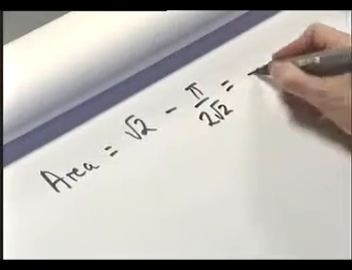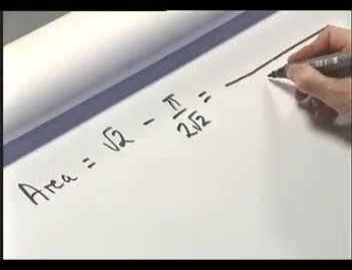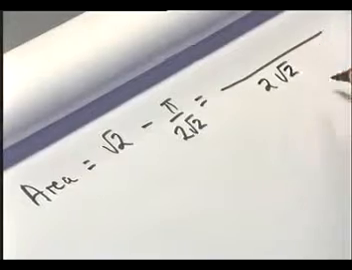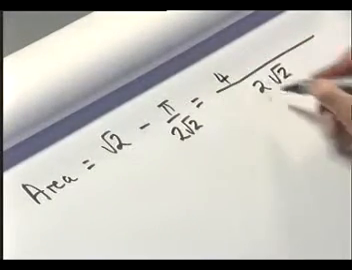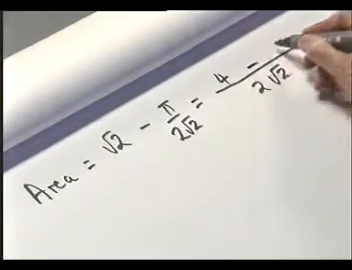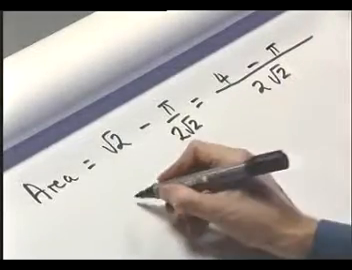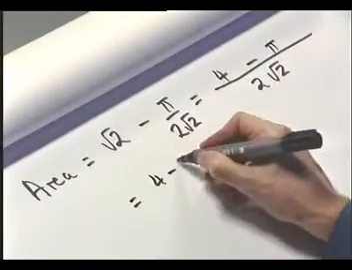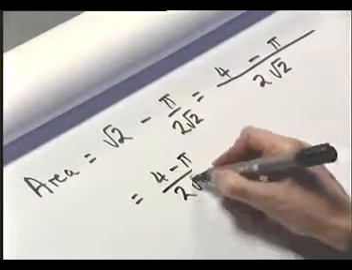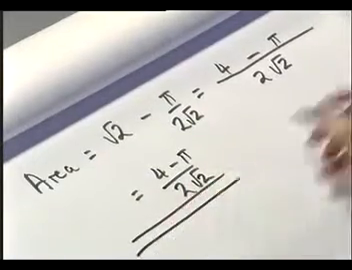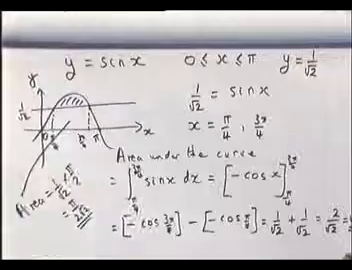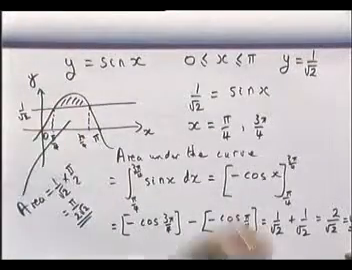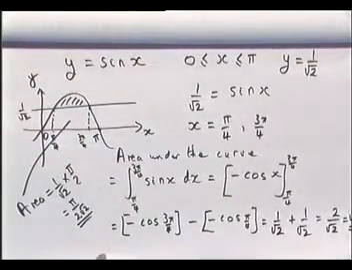And we put all that over a common denominator of 2 root 2, which makes this 4 minus pi. And I think we'll leave that as that. And that's the area that's contained in there between the straight line and the curve.